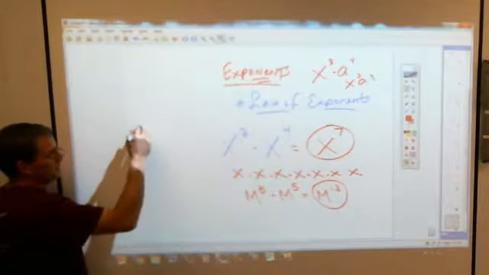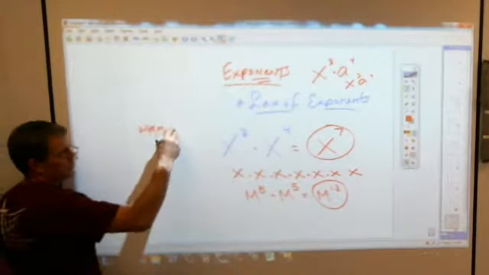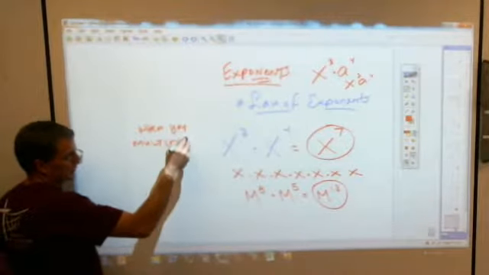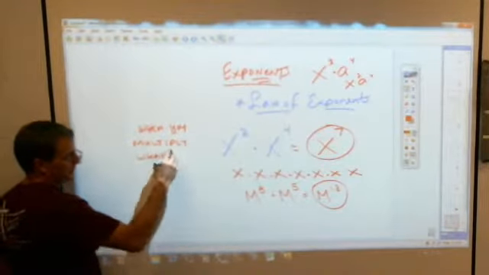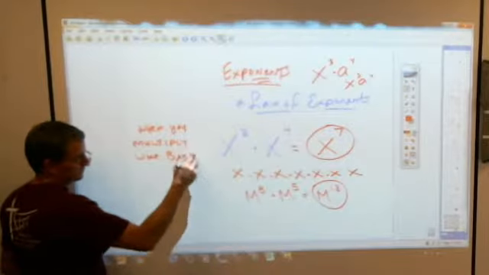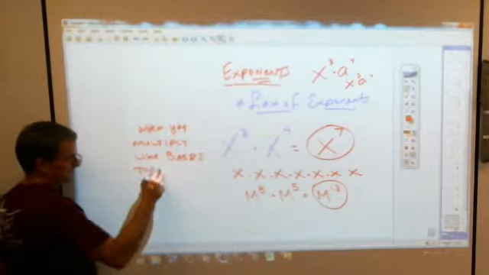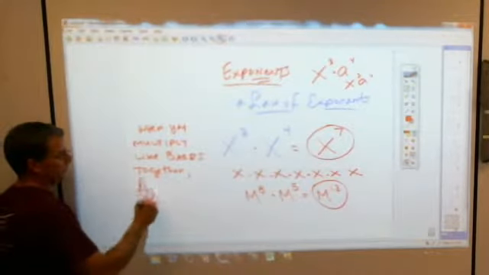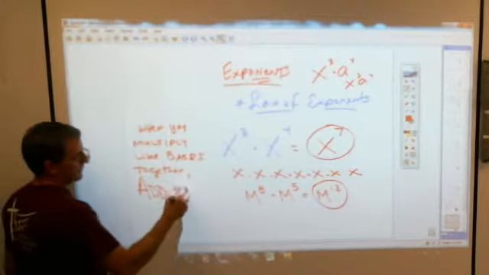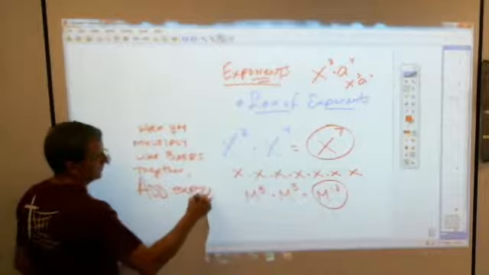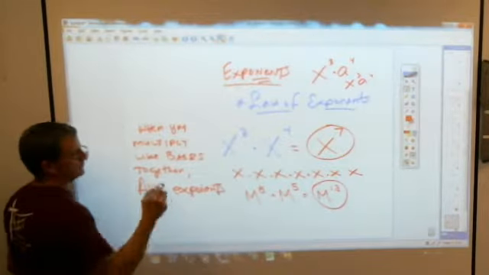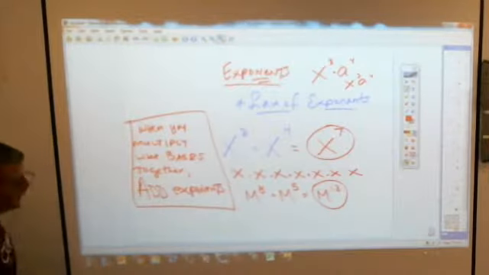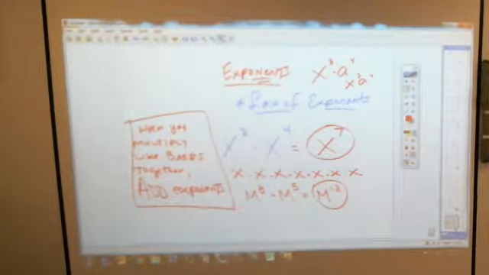So the deal would be this. When you multiply like bases together, key word here is you add exponents. And that would be your first law of exponents.